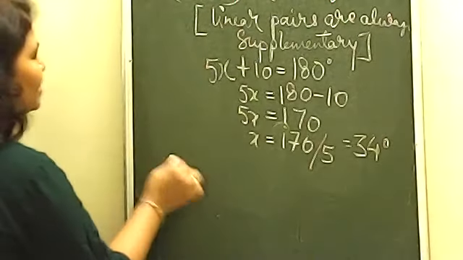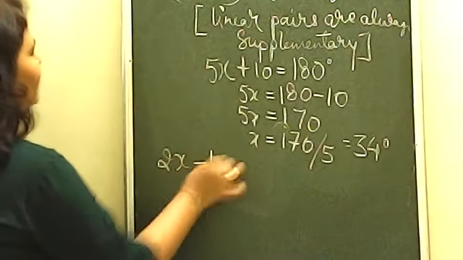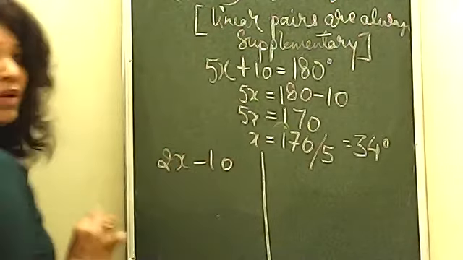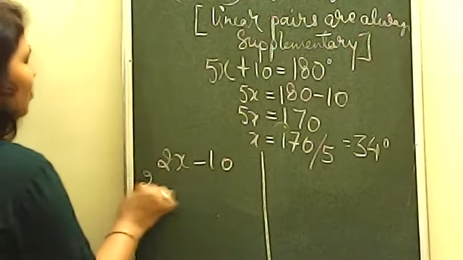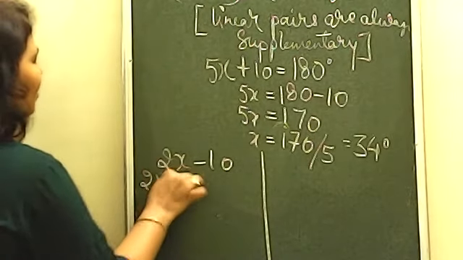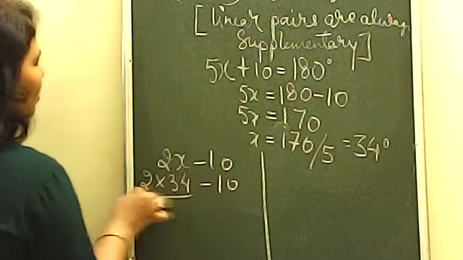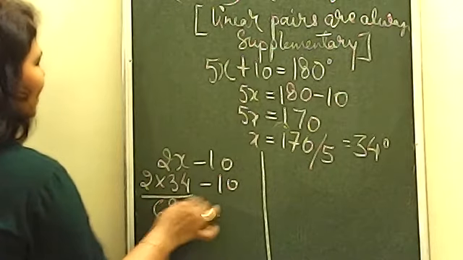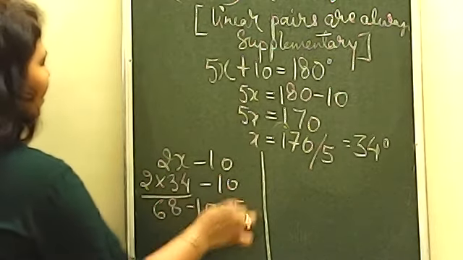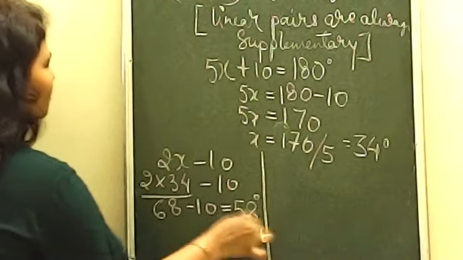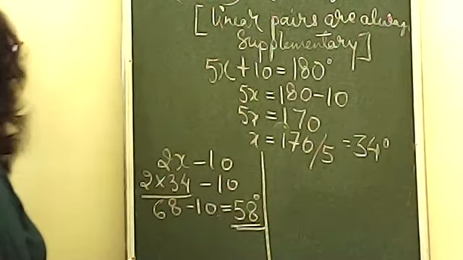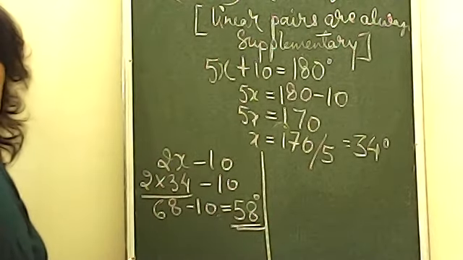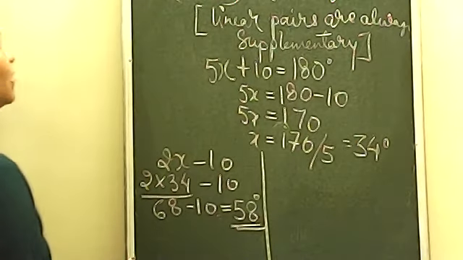The first one is 2x minus 10. So how will you solve 2x minus 10? 2x means 2 into x. The value of x is 34, minus 10. Now 34 times 2 will give you 68. 68 minus 10, the angle has come 58 degrees. You just need to put the value, like we did last year.